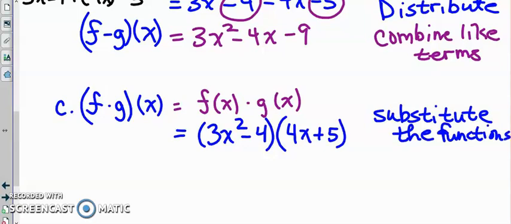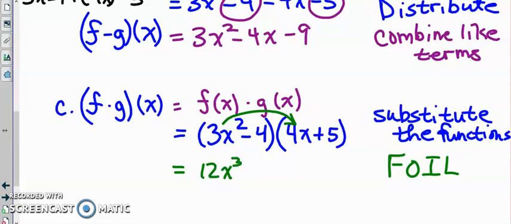All right, so again, we're substituting functions in. We're going to go ahead and do FOIL. First, outside, inside, last. So when we do that, 3x squared times 4x. 3 times 4 is 12. X squared times x is x cubed.